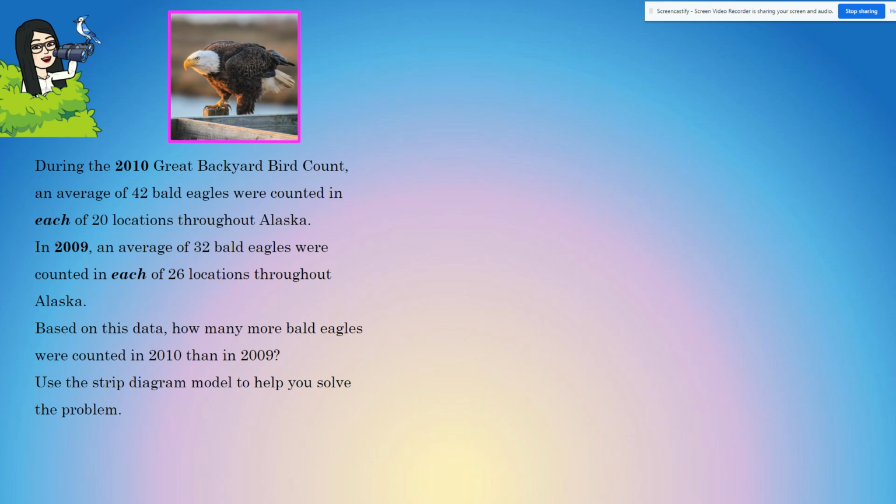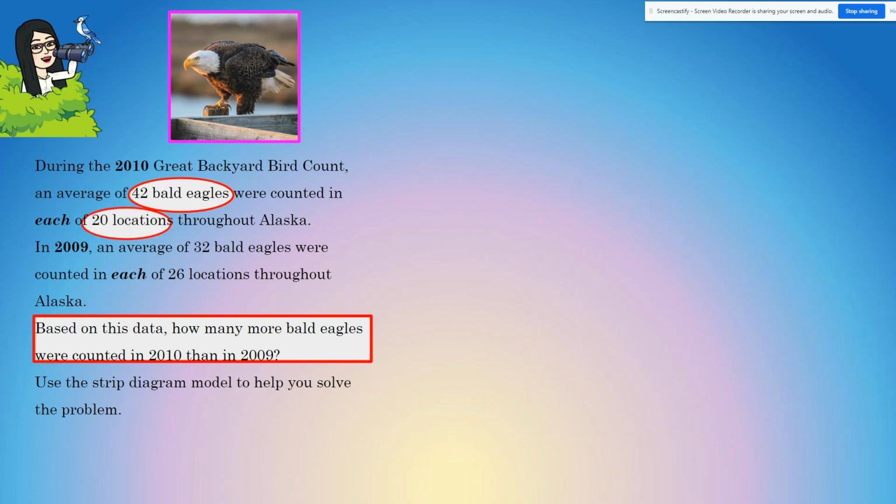First, what is the question asking us to find? How many more bald eagles were counted in 2010 than in 2009? What information do I need to help me solve the problem? Let's look back at the problem. In 2010, 42 bald eagles were counted in each of 20 locations. In 2009, 32 bald eagles were counted in each of the 26 locations.